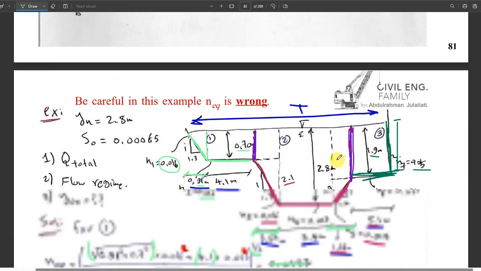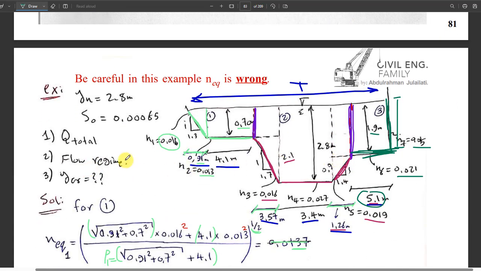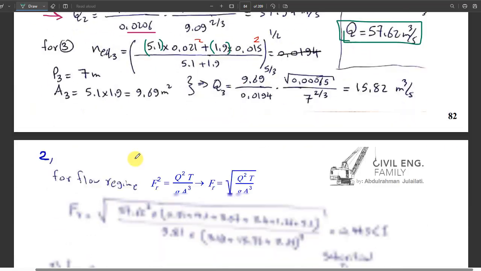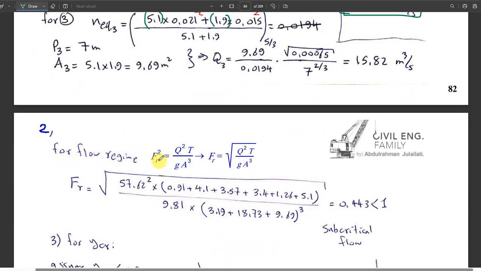Now, coming to part 2, it was saying find the flow regime. How can we get the flow regime? By Froude number. If it is less than 1, it is subcritical. If it is greater than 1, it is supercritical. So for the flow regime we need the Froude number, which is the square root of Q squared T over g A cubed.